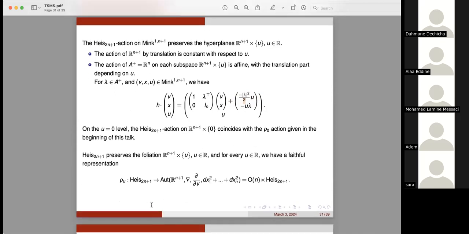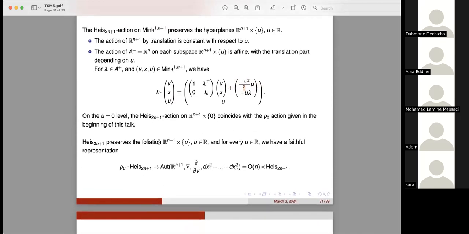So the Heisenberg group acts on these hyperplanes by preserving this geometry, which we call the affine unimodular light-like geometry.